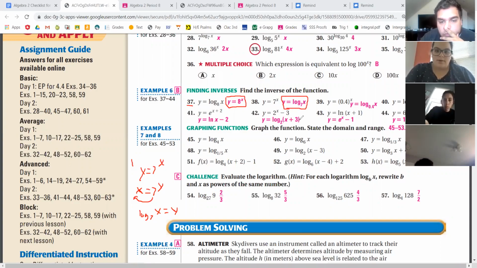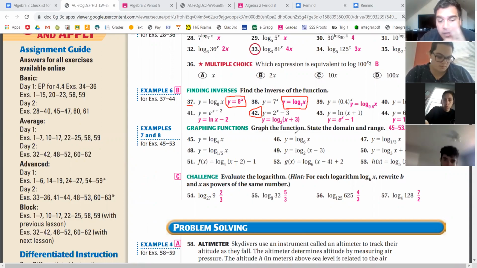Can you do 42? Sure. So then 42, we have a couple of things happening here at the same time. But it's nothing to be scared of. For 42, we got y equals 2x minus 3. You can see the question here. So my first step, I'm going to just swap the positions of x and y. So x equals 2y minus 3.